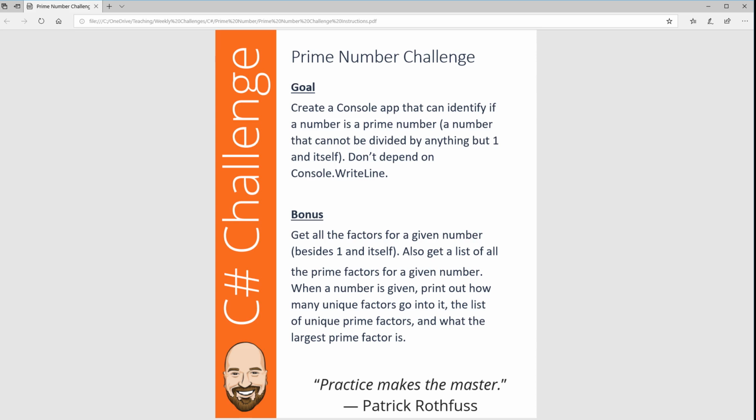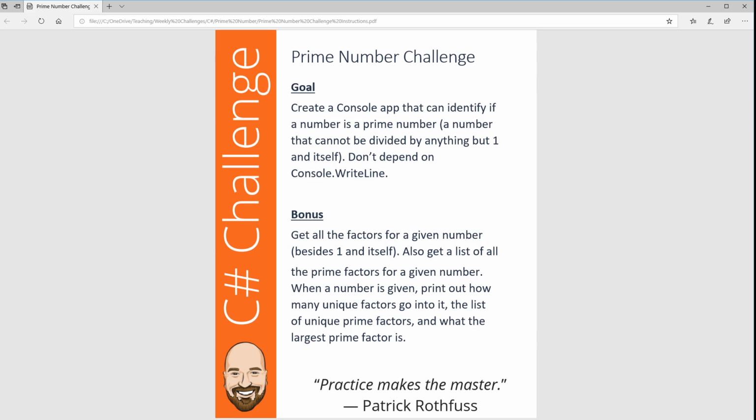Okay? Now, I also want you to get a list of all the prime factors for a given number. By prime factor, I mean factors that are prime numbers themselves. So, for example, if you had 18, the factors would be 2, 3, 6, and 9. But the reality is the prime factors are 2 and 3. So that's what I want you to specify as well.